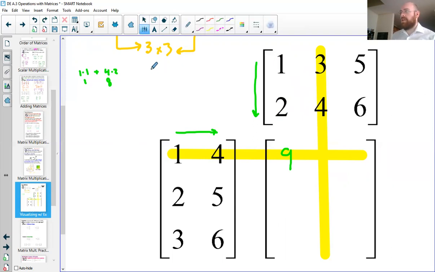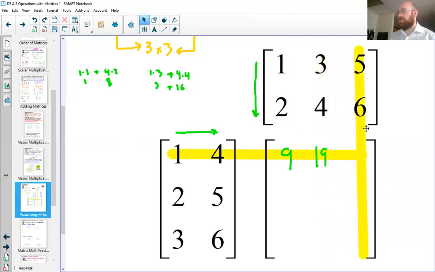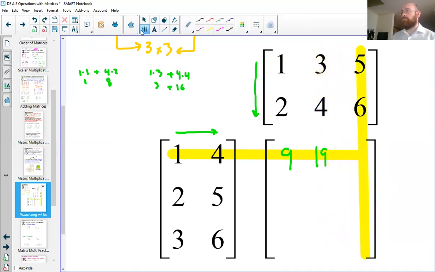So then we would have 1 times 3, always the outside numbers first, plus 4 times 4. So that is 3 plus 16. So that should be a 19. Once more, slide our point of reference over. And then we have 1 times 5 plus 4 times 6. So that would be 5 plus 24, and this would be 29.